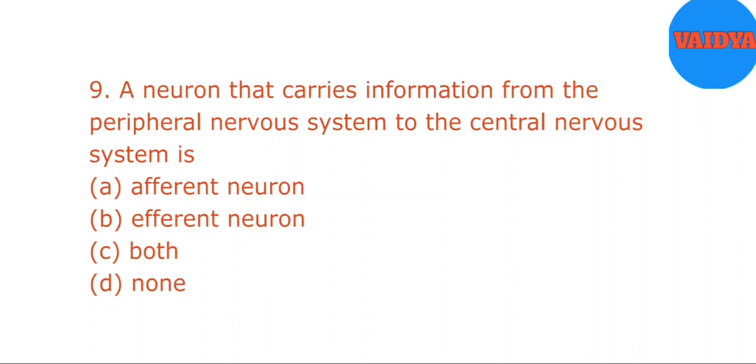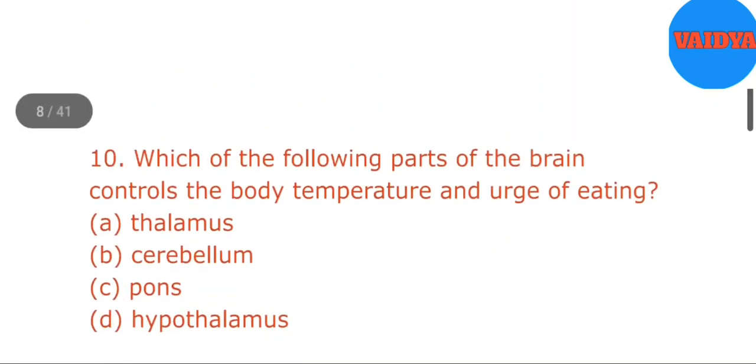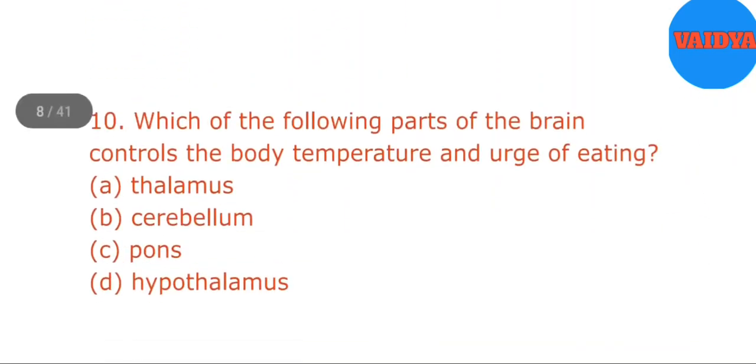9. A neuron that carries information from the peripheral nervous system to the central nervous system is A. Afferent neuron. B. Efferent neuron. C. Both. D. None. Answer A. Afferent neuron.